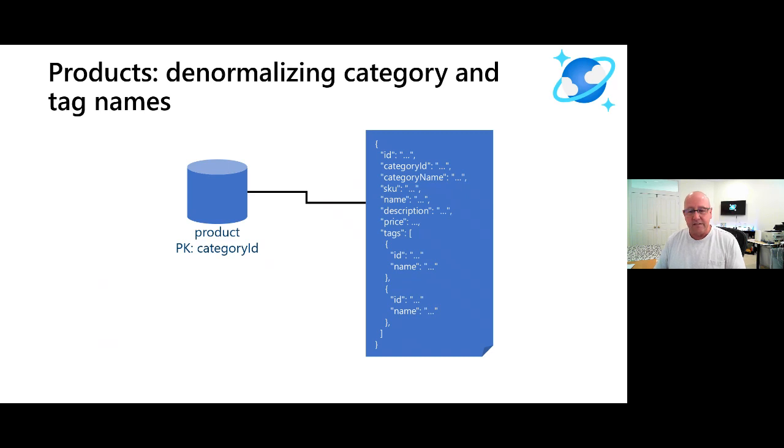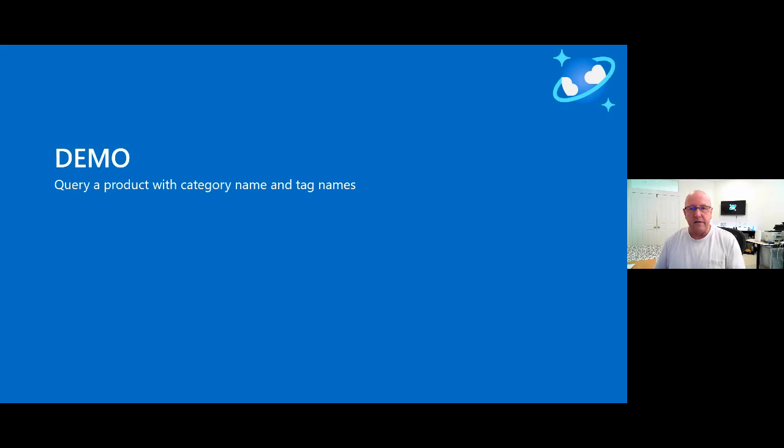So in our products table, we're going to add some additional properties, and that includes the category name here. And then we're going to add the tag name for each of our tags within the tags array here. By doing this, we ensure that every time I run a query by a category ID, I'm going to get back all the products, the category name, and all the tags, in just a single request. Okay, so let's see what that looks like. I'm going to do a demo here, and we're going to query by the category name and then get the tag names back.